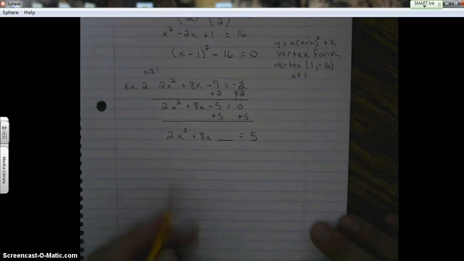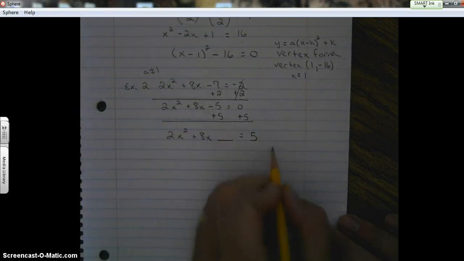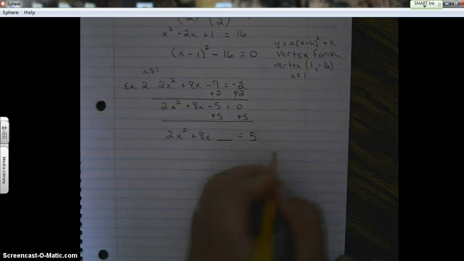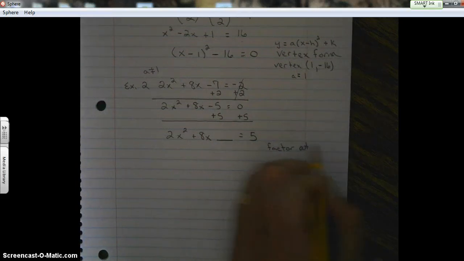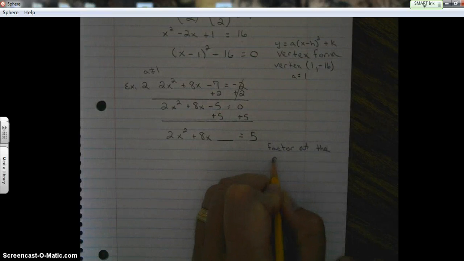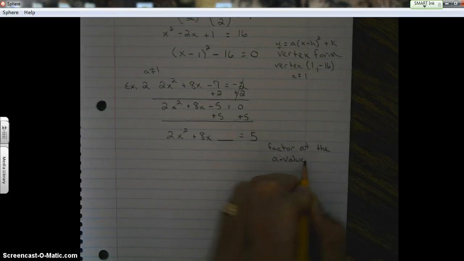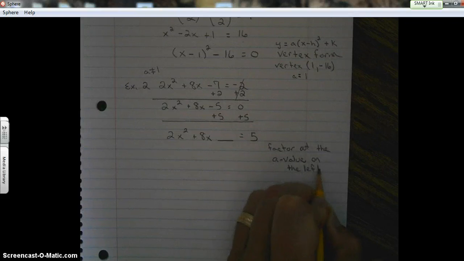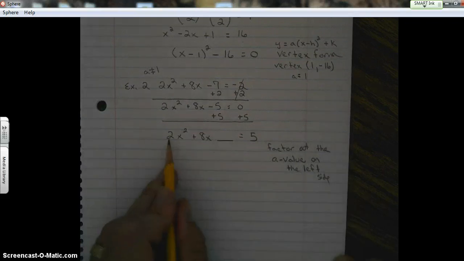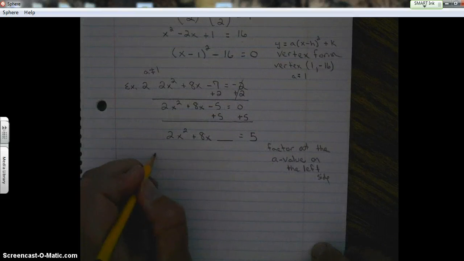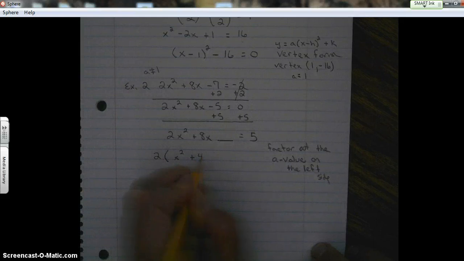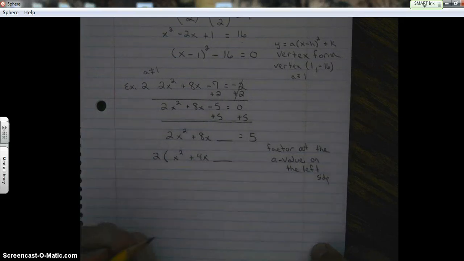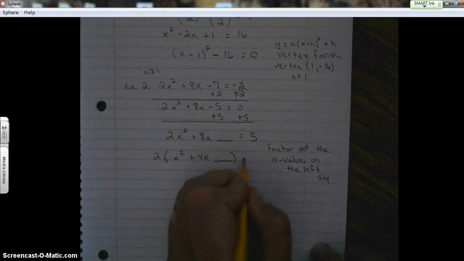All right, now here's where our new step comes in. Our new step is right here. We want to factor out the a value on the left side. If I factor out the a value, I'm factoring out a 2. So that leaves me with x squared plus 4x, and then again, we're going to make a perfect square here, equals 5.